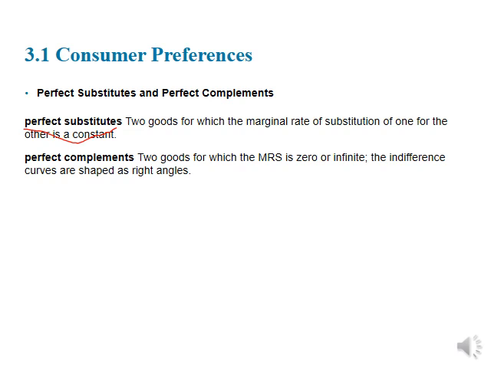In terms of goods that are perfect complements, the marginal rate of substitution is either 0 or infinite. And what that means in terms of the indifference curve, which we'll see on the next slide, is it will join at a right angle. Remember, we tend to think of left shoe and right shoe as perfect complements. If I have 2 right shoes, having a third left shoe doesn't do me much good.